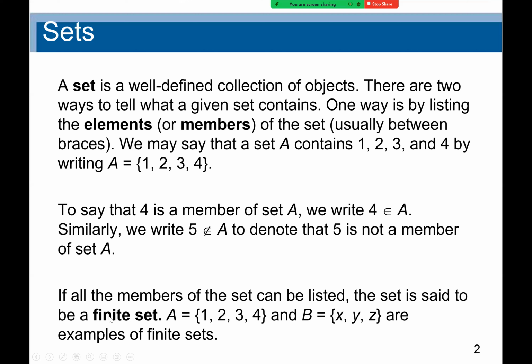So here also, we have some concept called finite set and infinite set. A finite set is a set that we can list all the members or the elements of the set. Example, set A is a finite set because you have 1, 2, 3, 4. Set B also is a finite set because it has the elements X, Y, and Z. Now, normally an infinite set, we are going to end it with 3 periods, which means again, the elements continue.